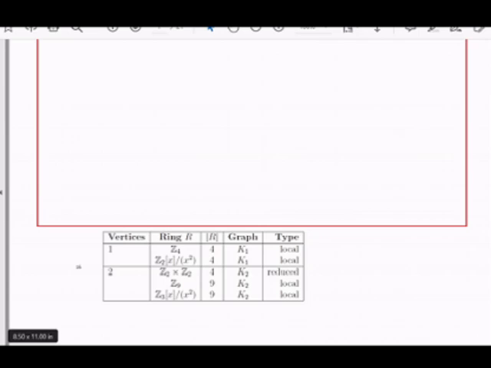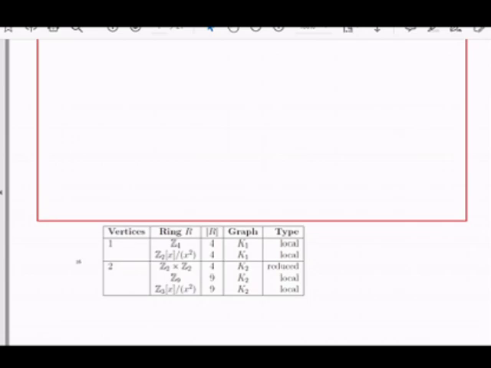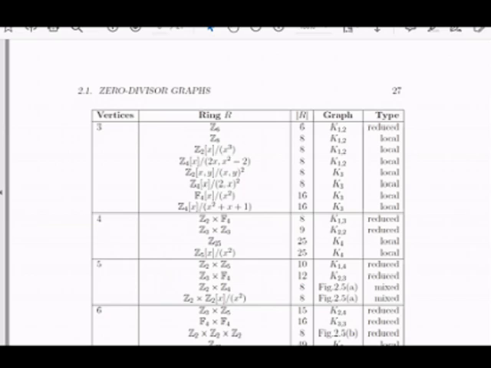What about a graph with two vertices? Up to isomorphism again, these are the rings that will give you a graph with two vertices, and the shape of the graph you're going to give me has to be K2, of course. Okay? What about if I move to three vertices? If you have a graph with three vertices, okay? And this is kind of interesting, maybe.